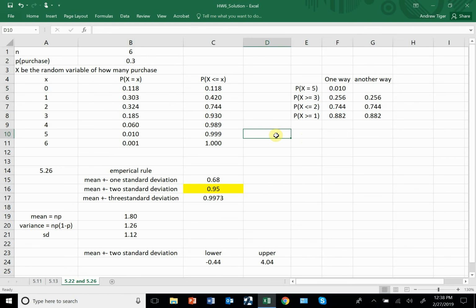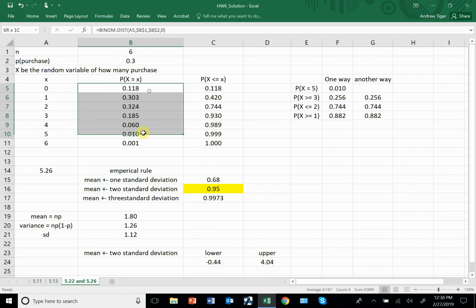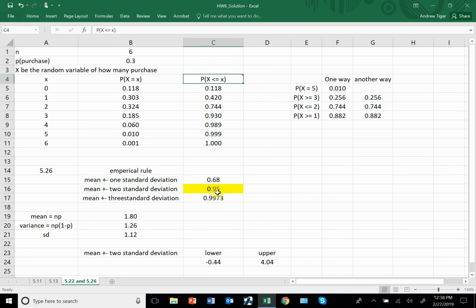The chances that exactly one person is going to buy something is 0.303. The chances that exactly 2 people is 0.324. All the way up until the chances that everybody is going to buy something, that the number of people who buy something is exactly 6, is that number. The total of that sums to 1. The cumulative, so this is the cumulative distribution, which I don't think it asks you to do.